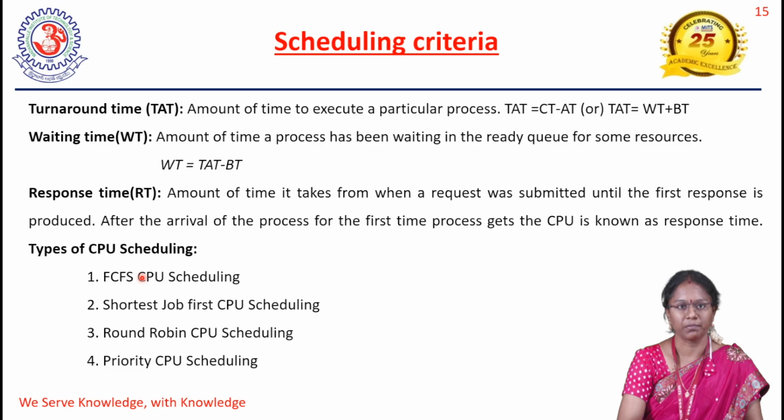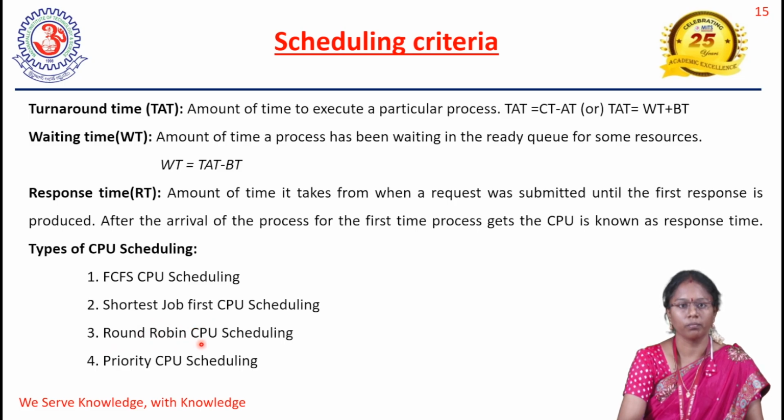First, there are 4 types of CPU scheduling algorithms: first come first serve, shortest job first, round robin, and priority CPU scheduling. First come first serve means, as the title itself says, the process which comes first has to be served first. Shortest job first means if we have considered 5 processes at a time, the process which has the least burst time will be given the CPU, and according to the burst time the processes will be executed. That is shortest job first.